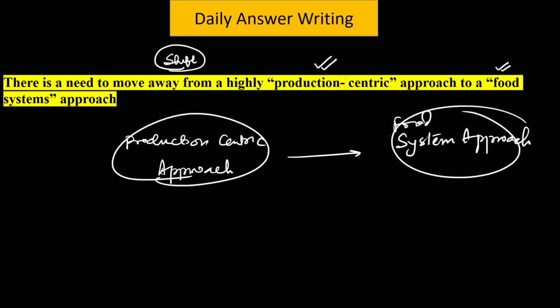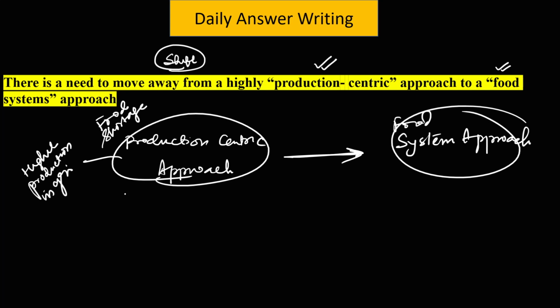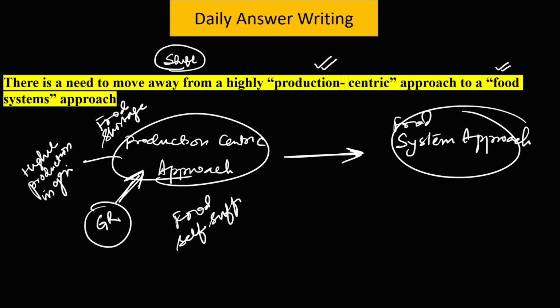So production centric approach is what? Where we only focus on higher production in agriculture. This was needed when India had food shortage. Using the Green Revolution, we went for a production centric approach and we became a food self-sufficient country. Today we produce enough food for our consumption. We also export food outside.